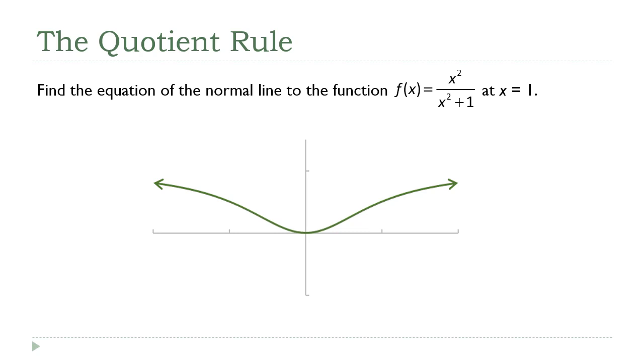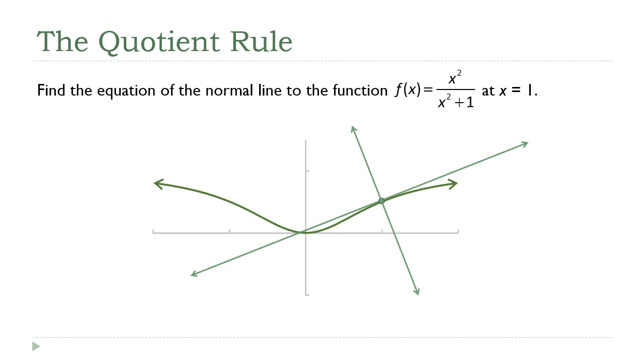Well, it's very similar to a tangent line. They both start with a point on the graph, right? We're talking about x equals 1. This is the graph of our function here. So the tangent line at that point looks like this. Now the normal line is going to go through that same point, but it's going to be perpendicular to the tangent line.